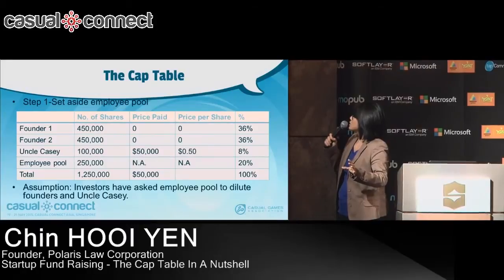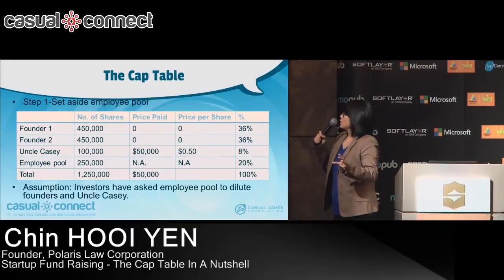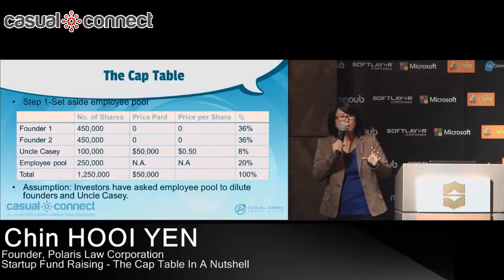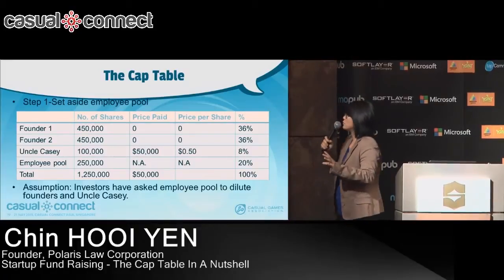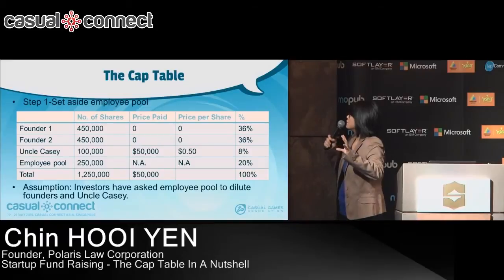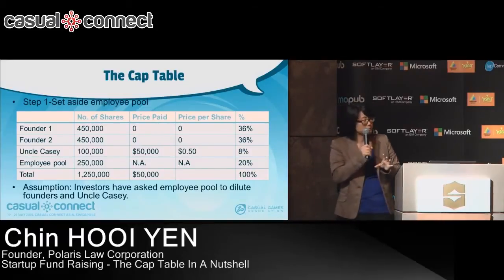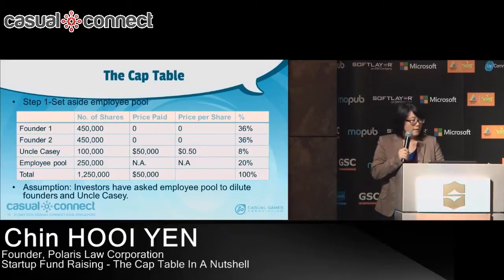Okay, you will notice here that yourself, your cousin, and Uncle Casey, your percentage of the company has gone down by 20% each, correct? Because you've created a pool of 20%, right? So each of you, each of the pre-existing shareholders' stake goes down by 20%, okay?